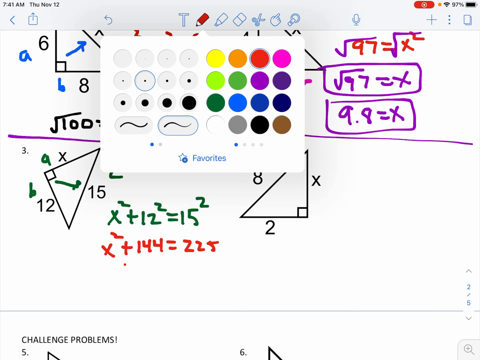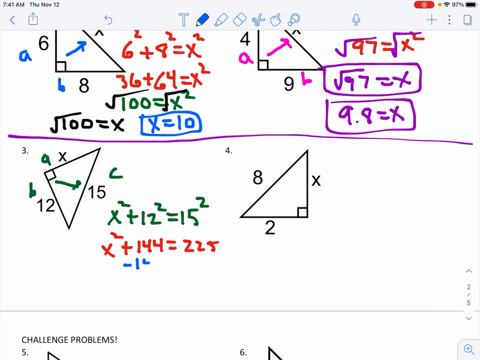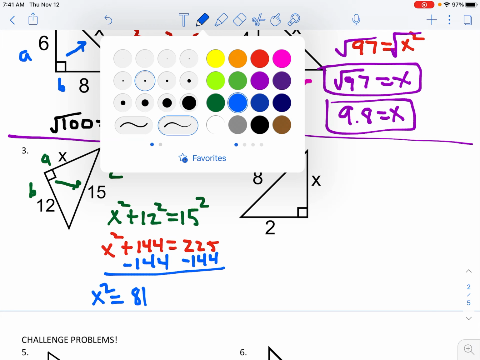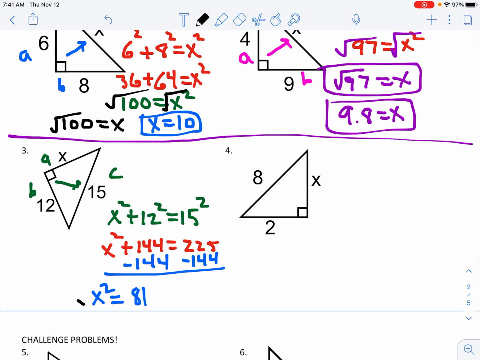If I subtract 144 from both sides, you'll notice we're left with x squared equals 81. Well, I can't leave it as x squared. I need to get x by itself, so I'm going to square root both sides. Ooh, that's a perfect square, so I can take the square root of 81, which tells us x equals 9.